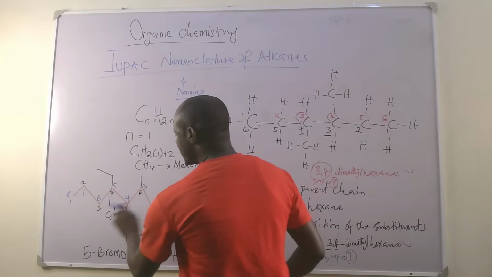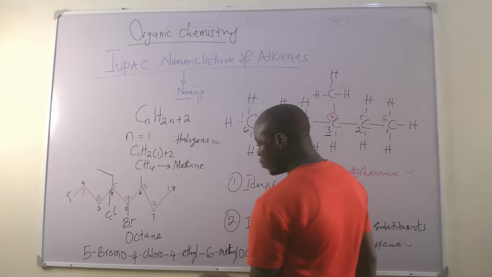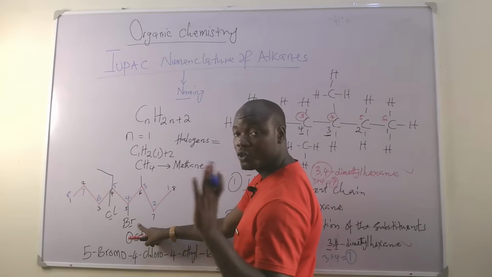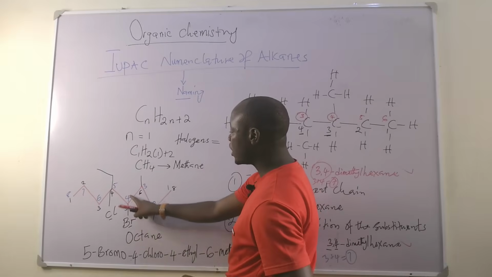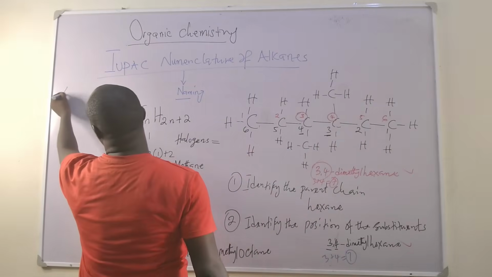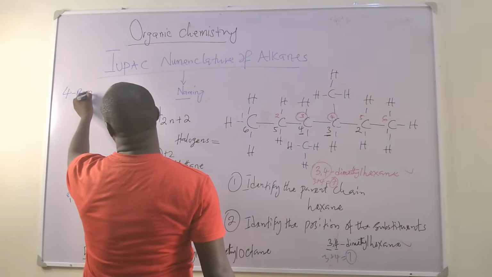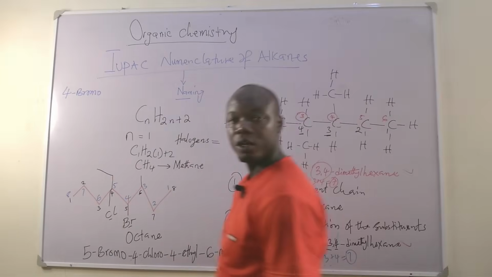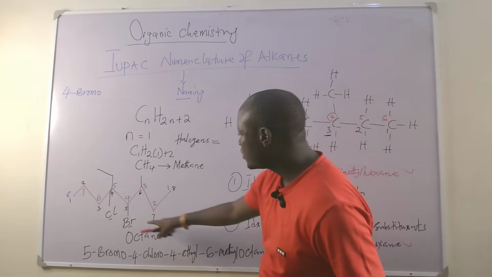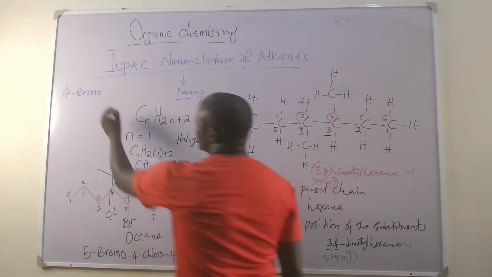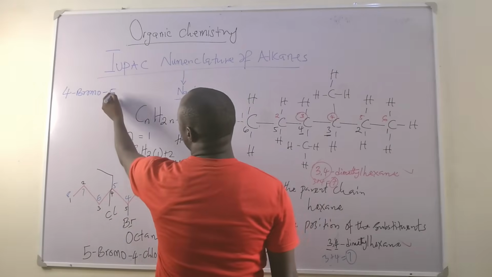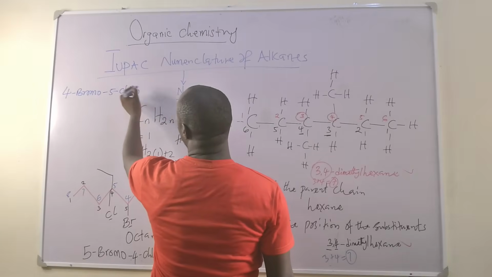So if we follow it in this direction, at what position do we have bromine? Because we have to start from alphabetical order. So at carbon 4, we have bromine. Let me write it here. So we have 4 bromo. Then the next one is chloro. So the chlorine is at carbon 5, so we have 5 chloro.